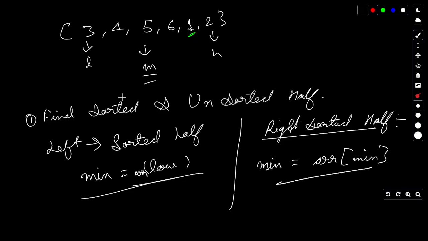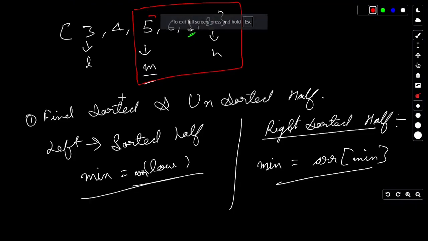If we have this part as sorted, we will take low. But if we have the right hand side of the array or the mid as sorted, then we will take mid as the minimum number, or as the minimum element.